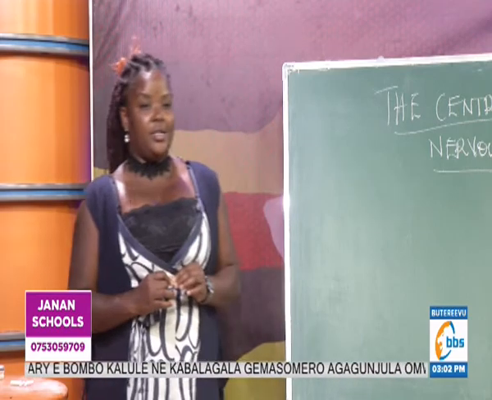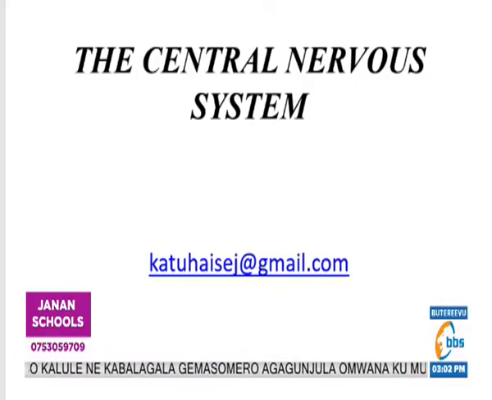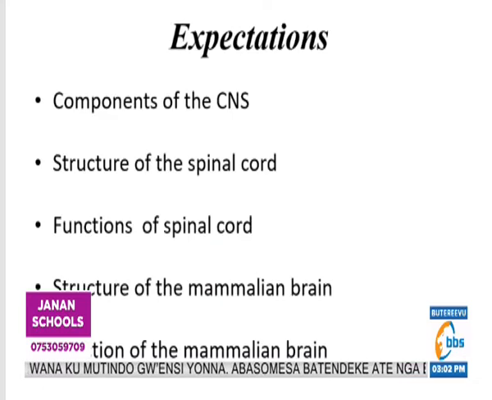Basically we are going to look at the brain and the spinal cord. So what are the expectations of the lesson today? We expect to study the structure of the spinal cord, the components of the central nervous system, particularly the spinal cord and the brain. And then in detail, we shall look at the structure of the spinal cord, the functions of the spinal cord, and then we shall look at the structure of the mammalian brain, and then we shall sum it up with the functions of the mammalian brain.